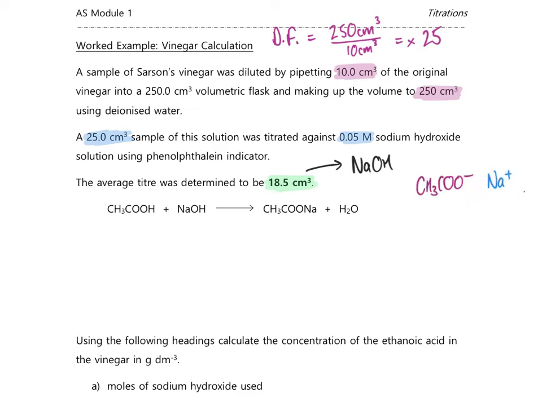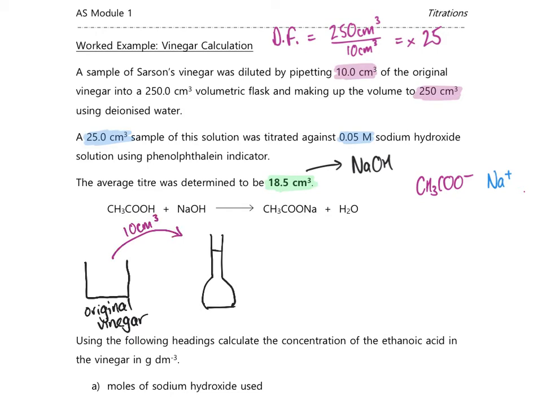So you've got a bit of space underneath your equation there, and what I would use that to do is draw a basic diagram of what is happening, a bit like what we saw on the previous page. So we're going to start with our sample of our original vinegar. What do we do with that? Well, we take 10 centimetres cubed of it, as told in the question, and we put it into a volumetric flask and make it up to 250 centimetres cubed. So that will leave us with our diluted vinegar.